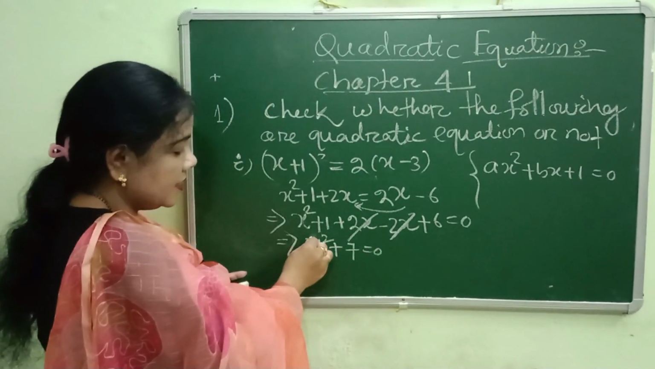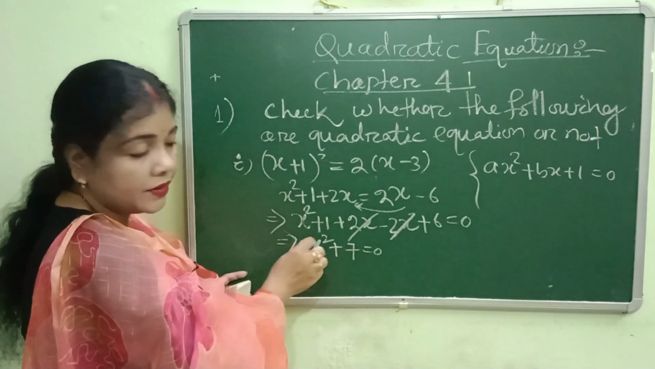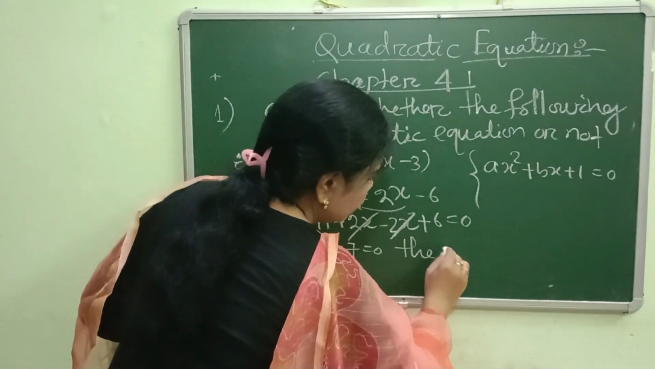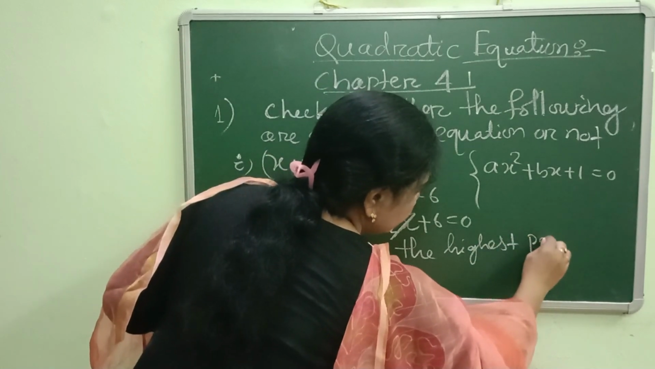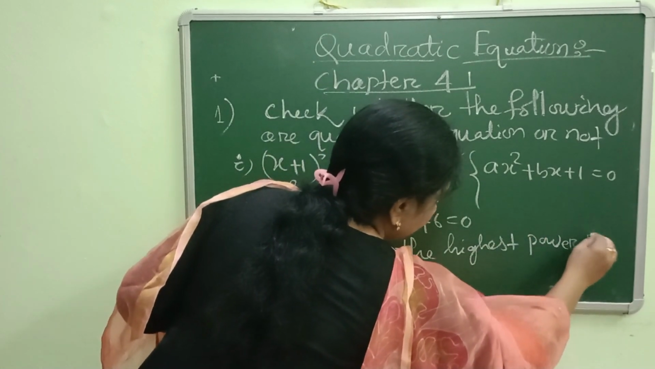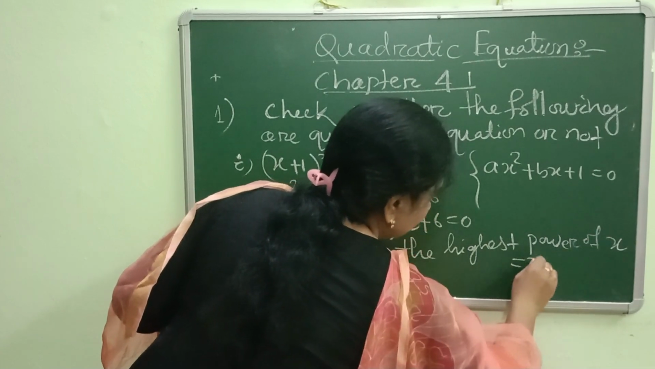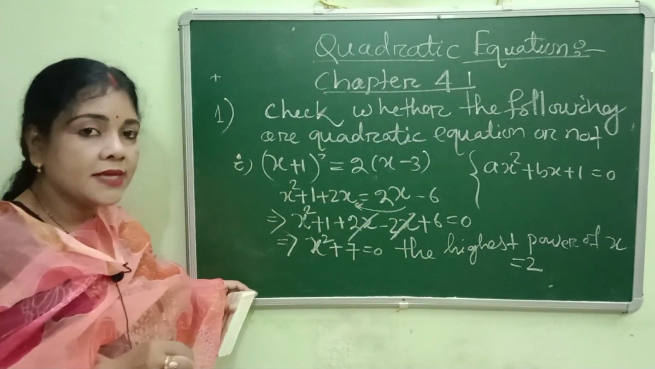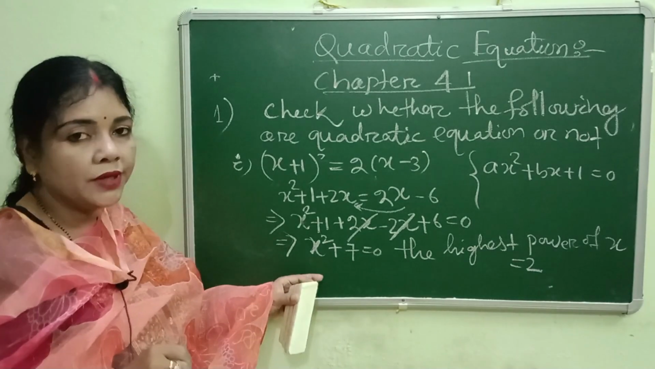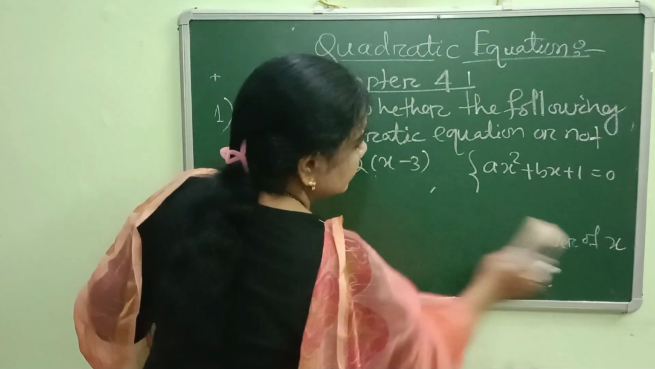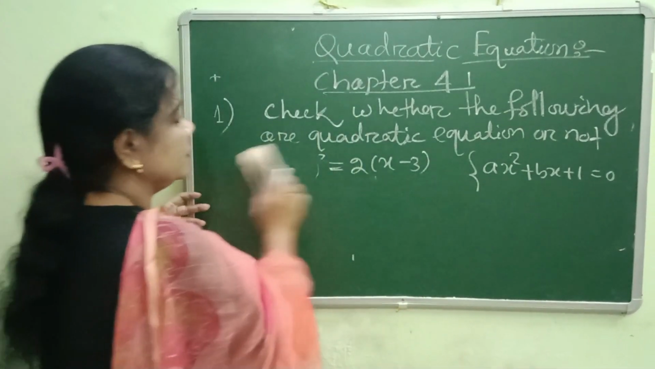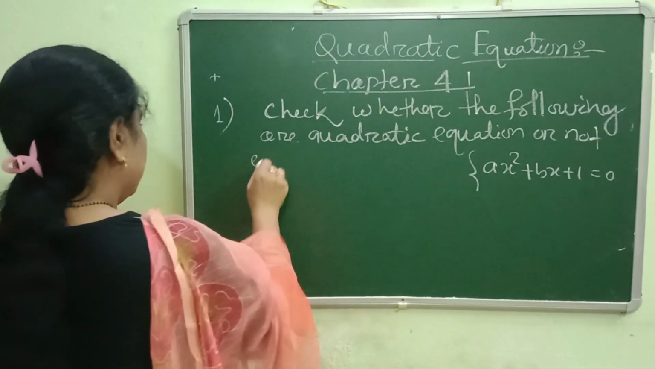Now see, here the highest power of x is equal to 2. This satisfies the condition for the equation to be quadratic in nature. Okay. Now let us solve another question, question number 2.